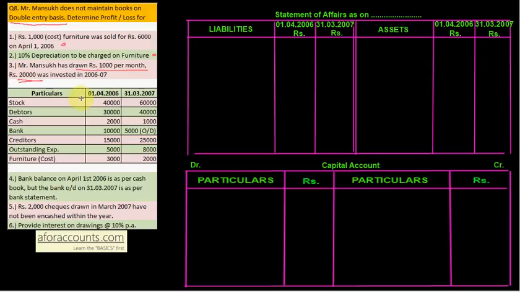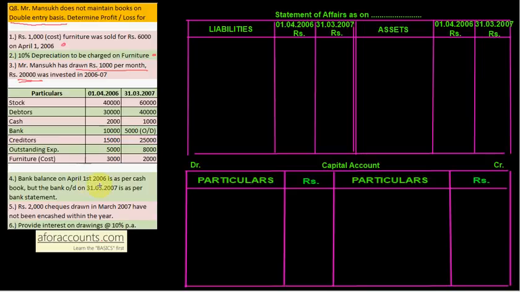Now we have been given some information on 1/4/2006 and 31/3/2007. But here, note: stock, debtors, cash, bank, creditors, outstanding expenses and furniture at cost. Capital is not given anywhere. So you will have to find out opening capital as well as closing capital by making a statement of affairs. Now reading on with the adjustments.